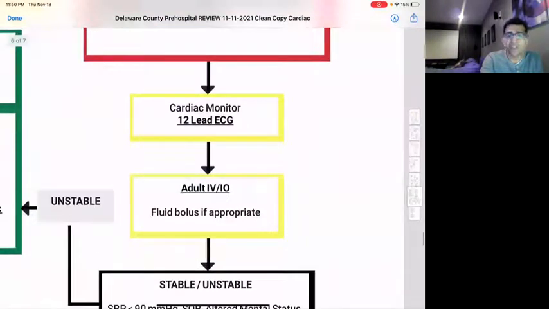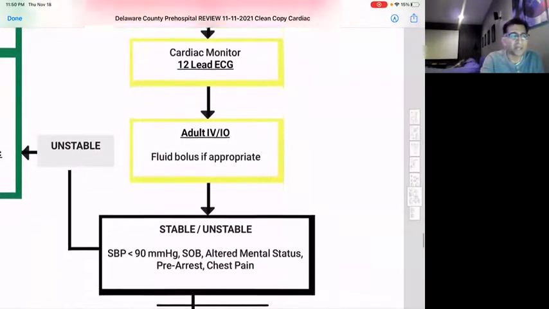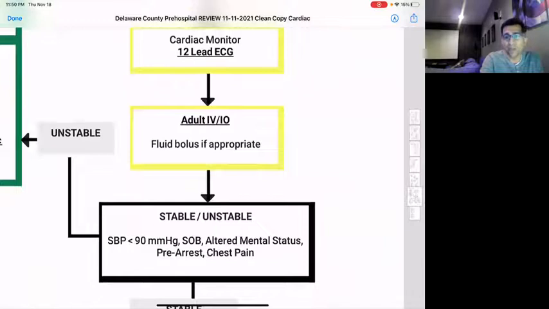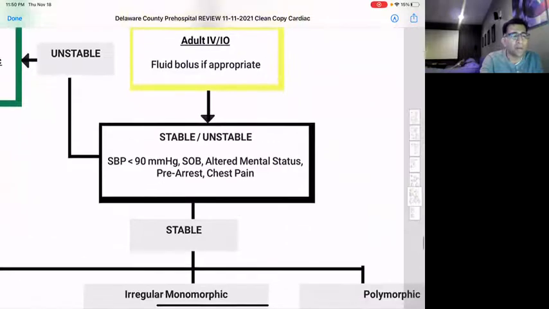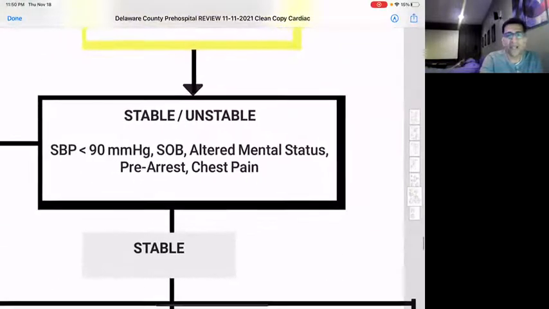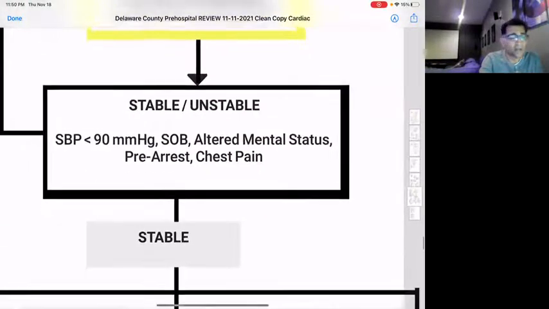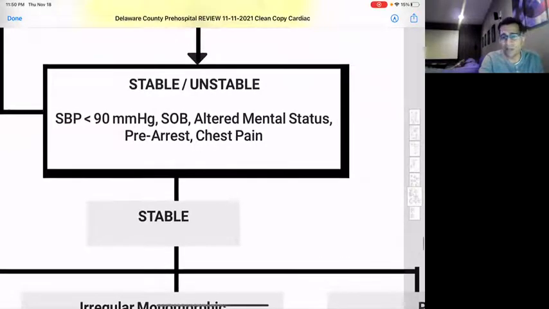Of course, get that 12 lead EKG, see what we're dealing with, and place that IV so we have something to work with. Here, a fluid bolus is very appropriate. And we're back to our favorite box here. Is it stable or is it unstable? I swear it's like a game show, stable or unstable.